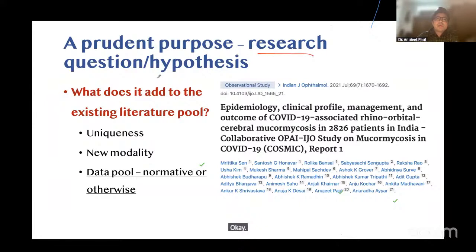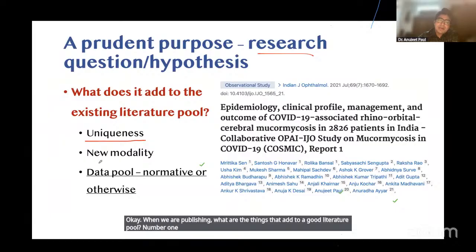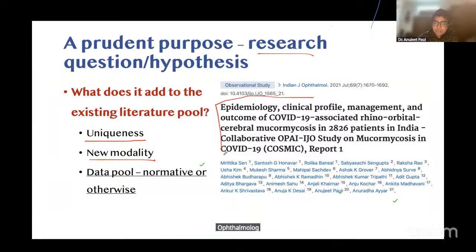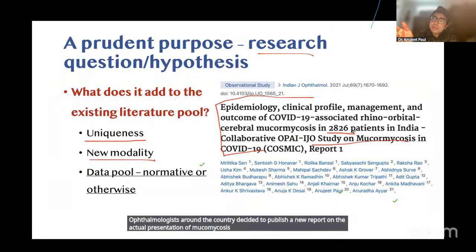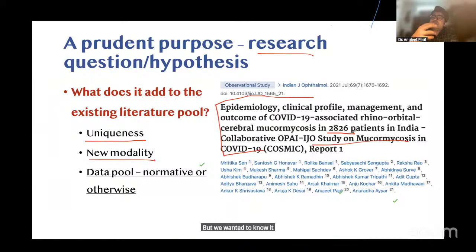So when we are publishing, what are the things that add to a good literature pool? Number one, uniqueness of a study. Number two, new modality. Or number three, so when COVID came, ophthalmologists around the country decided to publish a new report on the actual presentation of mucormycosis, even though we knew the presentation of mucormycosis in coronavirus. This is already documented in every textbook, but we wanted to know it in COVID-19. So there was nothing new added to the data pool in this study.